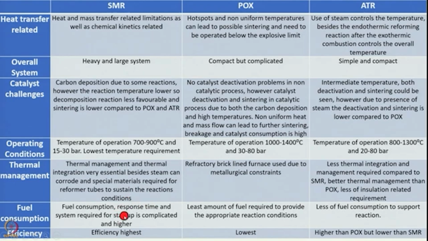Fuel consumption is high in steam methane reforming, response time is higher, and startup is complicated. However, the amount of fuel required for providing the appropriate reaction conditions is lower in the case of partial oxidation and autothermal reforming. So, comparing everything, we can see that the efficiency is highest in steam methane reforming, lowest in partial oxidation, and intermediate between partial oxidation and steam methane reforming in the autothermal reformer. So, we have seen all the 3 processes which are used for hydrogen production from hydrocarbons, and we have compared each of these. Thank you.